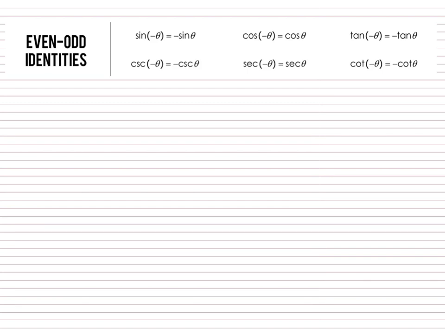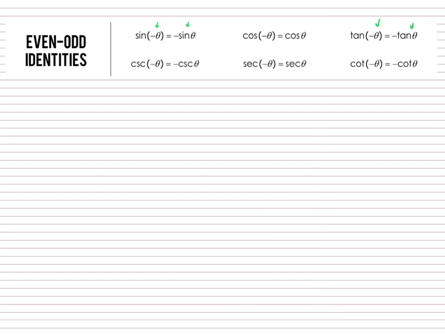The last grouping of identities for this video is going to be our even-odd identities. This has to do with the signs, the SIGN, of different trig functions. So what you'll notice is if we take the sine of a negative angle, we can transform that into negative the sine of the angle. That same pattern holds true for tangent: if we have the tan of a negative angle, it's the same as negative the tan of the angle.